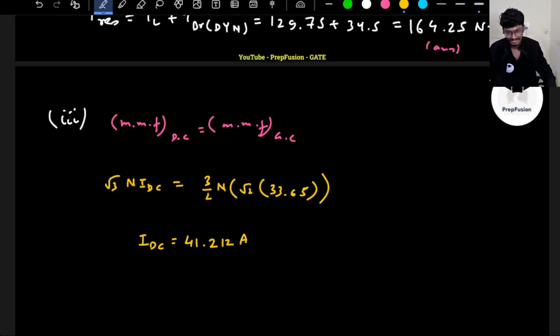Very simple, not that difficult, but you have to understand what is happening to the braking torque, how the resistor is changing, and all those things, right? So yeah, that was the answer for this question.